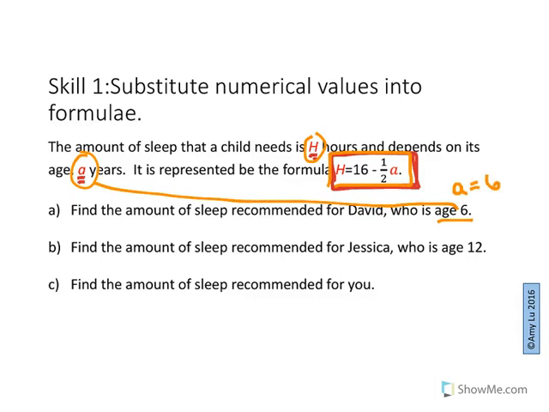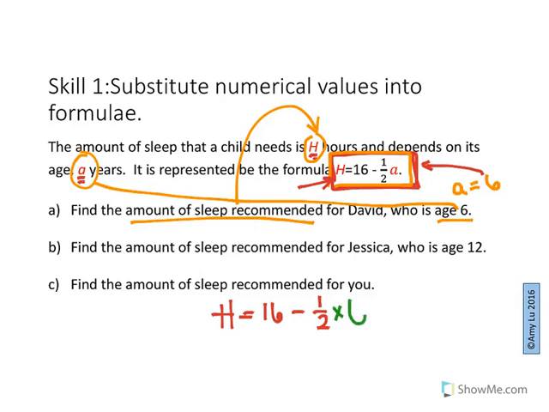Now we want to find out the amount of sleep recommended, which basically is talking about the number of hours, and so we're actually trying to find out H. So by substituting A into the formula, we find out the answer, which is H. So it would look something like this. H equals 16 minus 1/2. And since 1/2 is next to the A, it means to multiply, times 6.